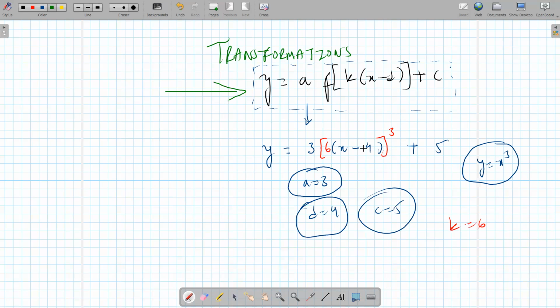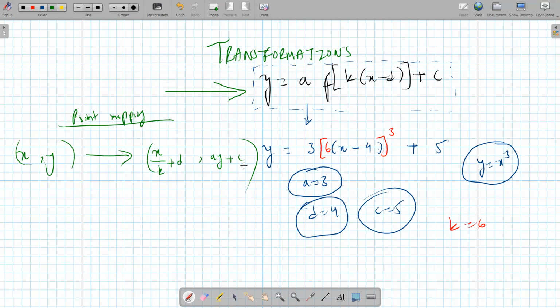Now, the trick to graphing this is using something called the point mapping rule, which says any point x, y from the parent function becomes what? If you remember, there's a little bit of a formula thing going on. It is x over k plus d, a y plus c. We kind of did this in exponential. It's okay if you don't remember, but eventually you're going to have to, like for a test or something, you're going to have to remember this. It's not that hard.